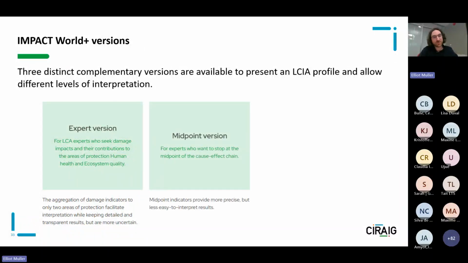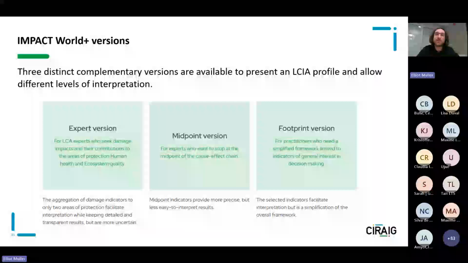That is why, of course, we also provide the midpoint version, which is aimed at experts who want to stop at the midpoint of the cause-effect chain for various reasons. Those midpoint indicators provide more precise, but also less easy to interpret results.